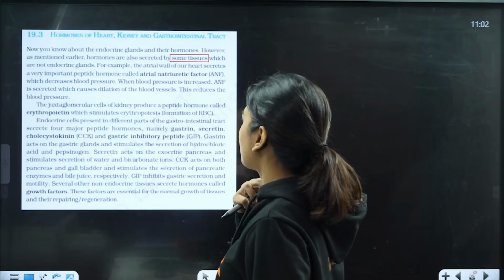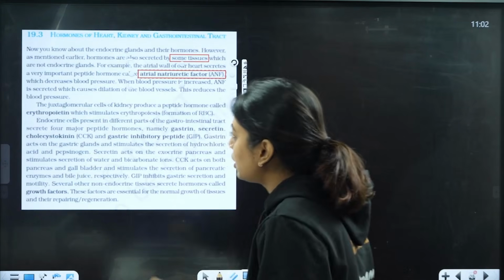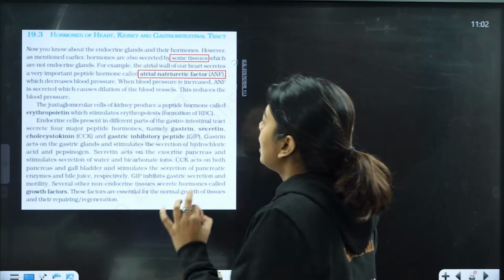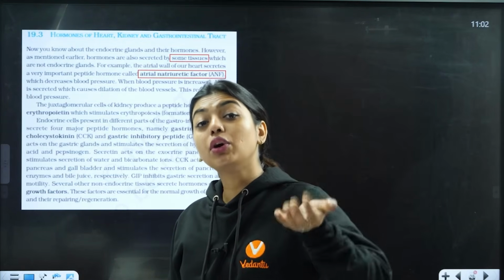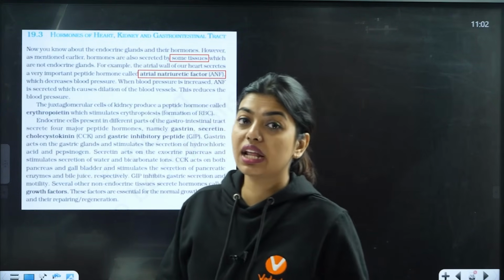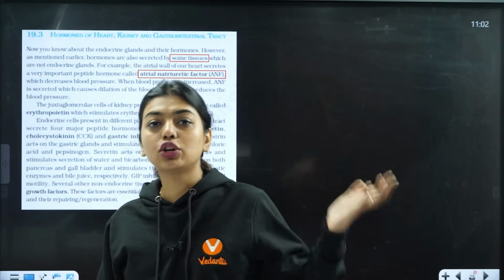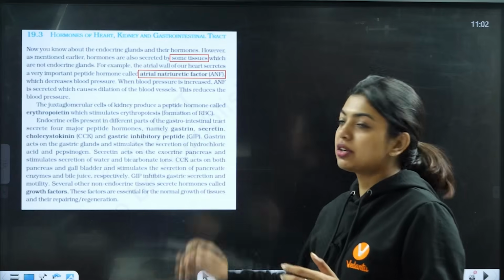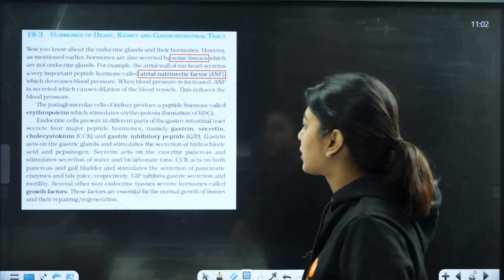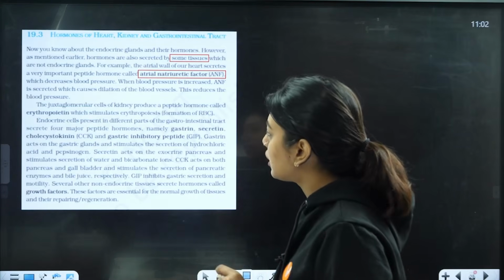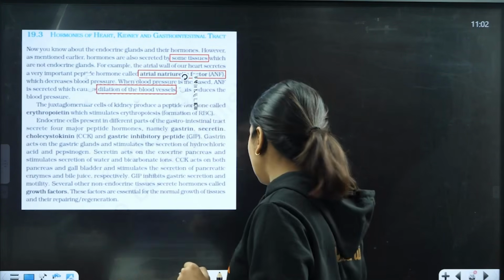The atrial walls of the heart secrete a very important hormone called atrial natriuretic factor, which decreases the blood pressure when the blood pressure is increased. So when the blood pressure is high, ANF will work opposite to RAS mechanism. RAS mechanism works when GFR and blood volume decrease. So the opposite, ANF decreases the blood pressure. When blood pressure is increased, ANF is secreted, which causes dilation of the blood vessels. This reduces the blood pressure.